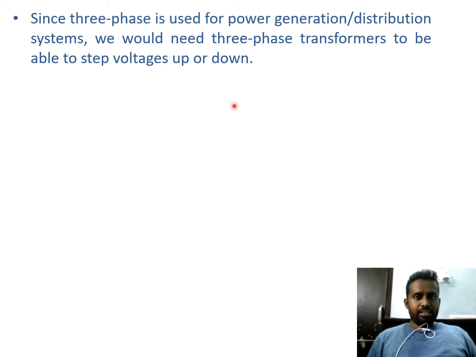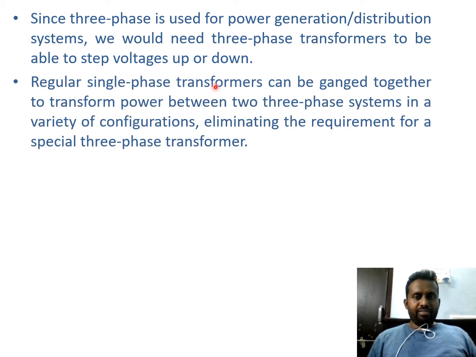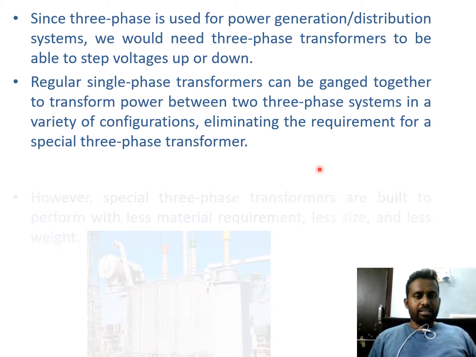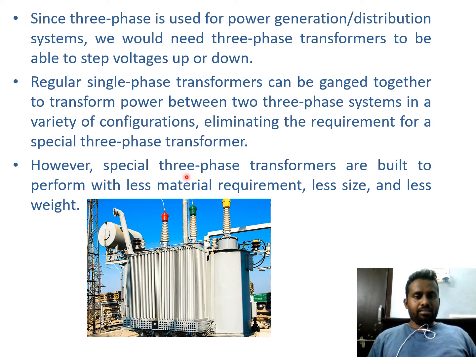Since 3 phase is used for power generation and distribution systems, we would need 3 phase transformers to step up or step down. Regular single phase transformers can be combined or ganged together to transform power between 2 3 phase systems in a variety of configurations, eliminating the requirement for the 3 phase transformer. However, special 3 phase transformers are built to perform with less material, less size and less weight.